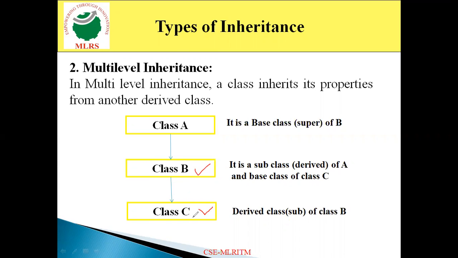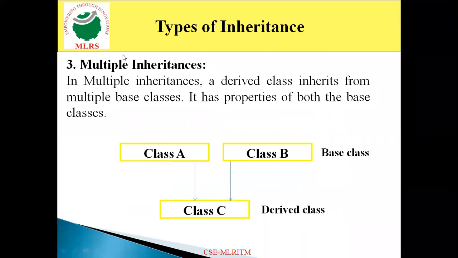Now, there are 3 classes named class A, class B, class C. Here we are deriving a new class, class C, from class B, and this class B is already derived from class A. So when we are deriving a new class from an already derived class, we call this multi-level inheritance.